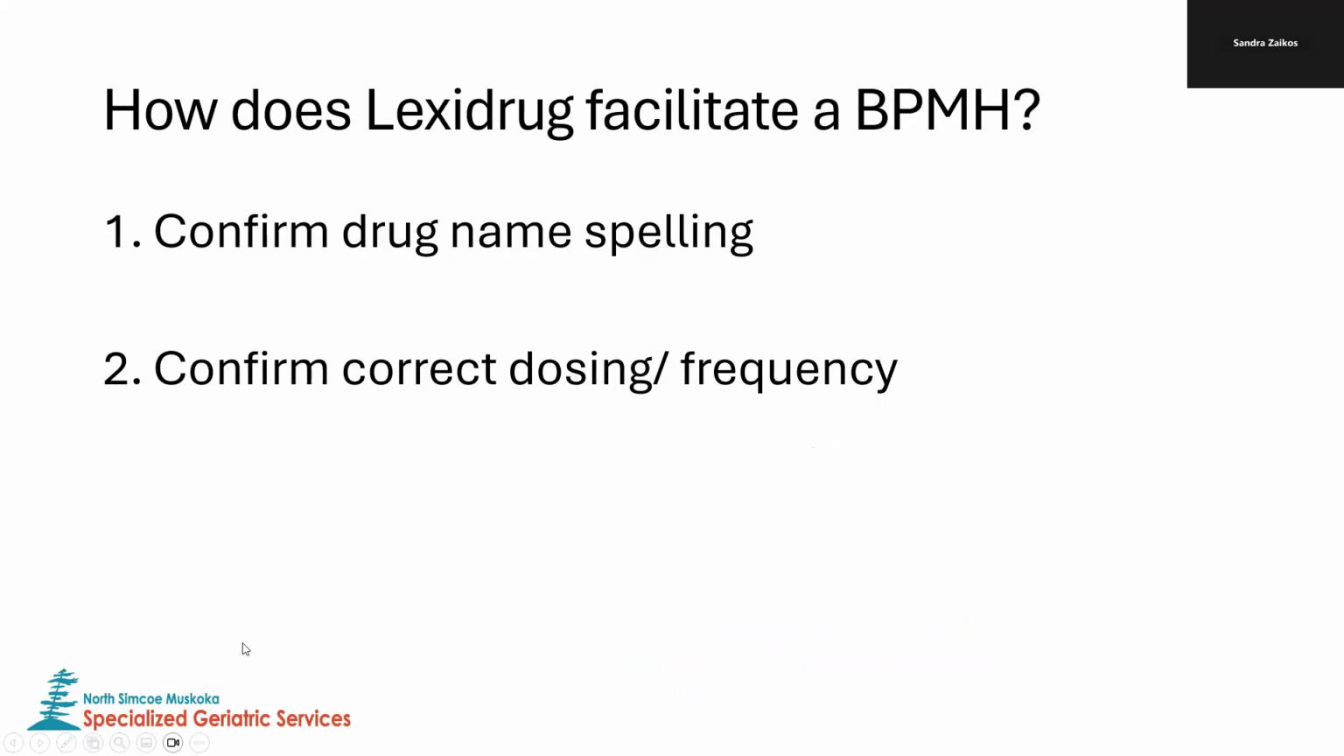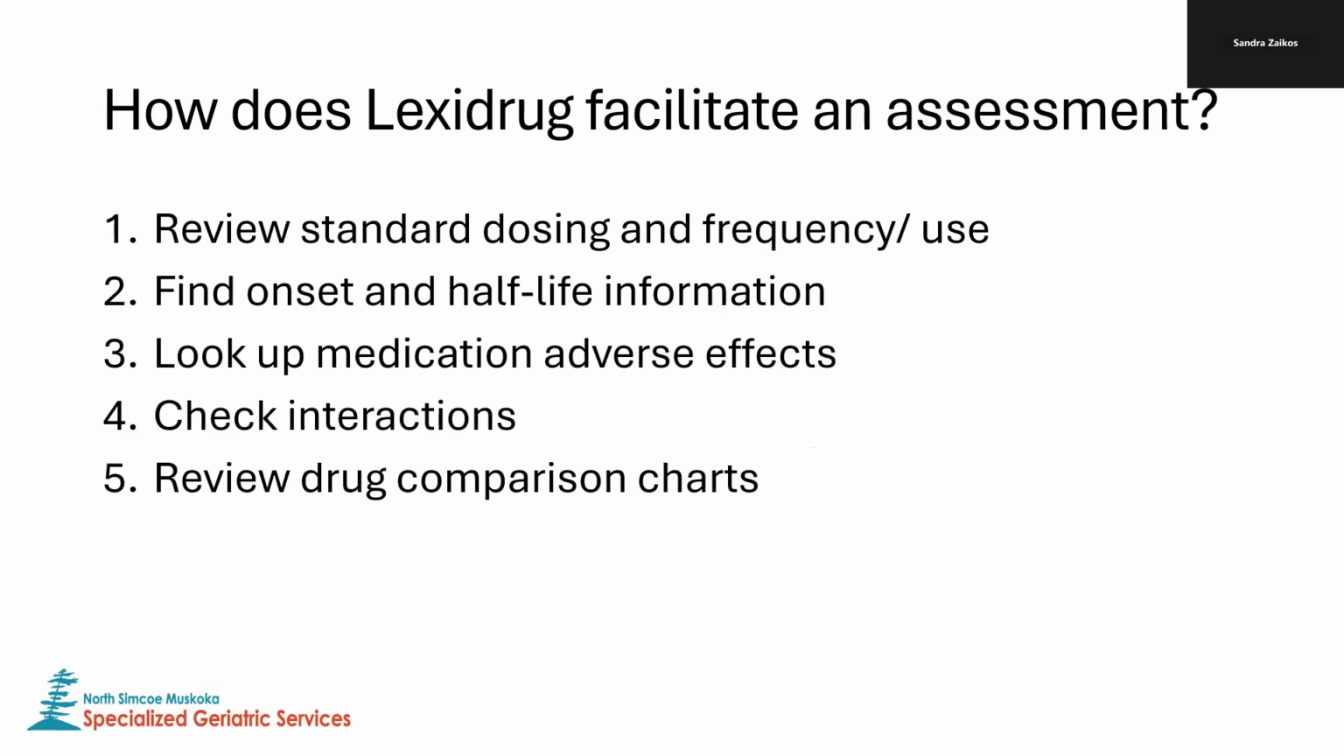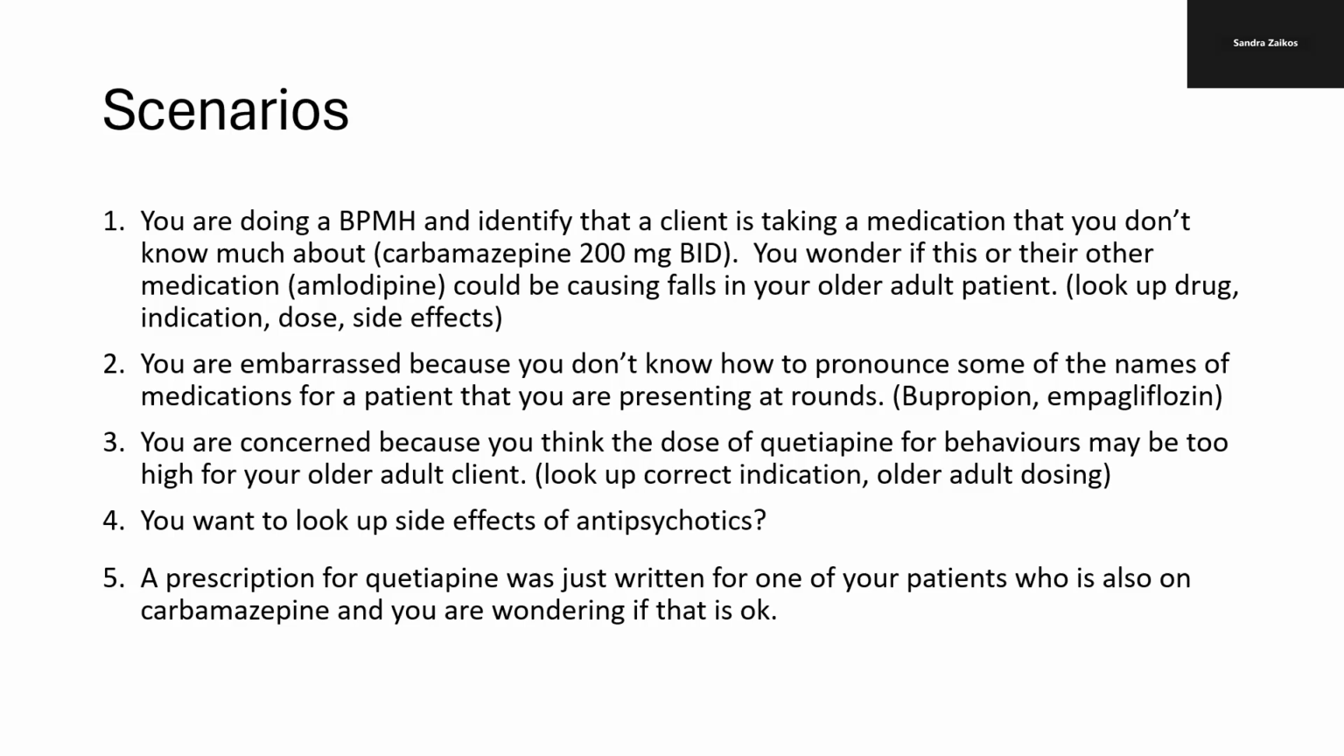Lexidrug facilitates a BPMH a couple different ways. You can use it to confirm drug name spelling, looking at the correct dosing or frequency. As well as in a more thorough medication assessment, you can look at regular dosing and frequency usage. You can look for medication onset and half-life information, adverse effects that you can expect with medications. You can check interactions and review general drug comparison charts. I am going to go through some scenarios now just to show you kind of how to do those things in more detail.